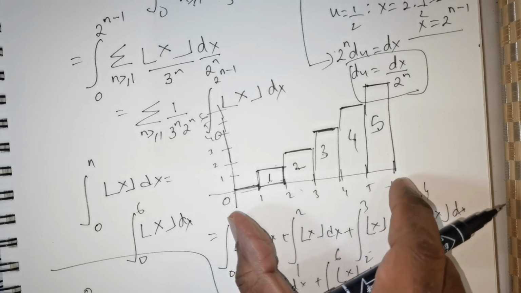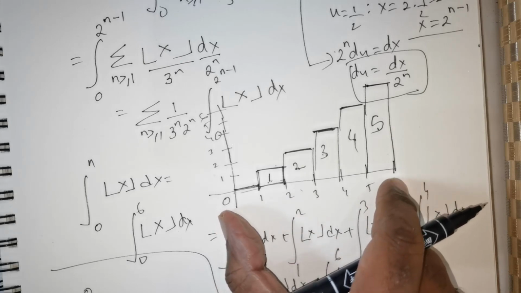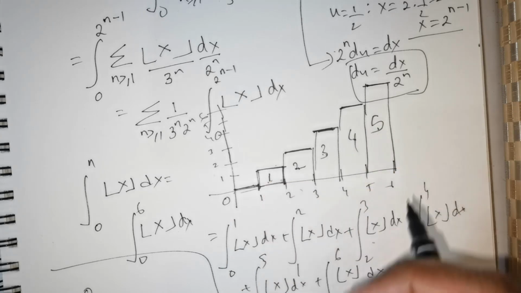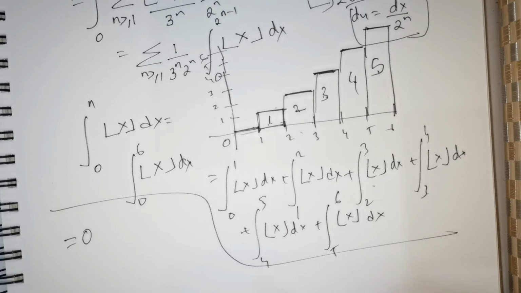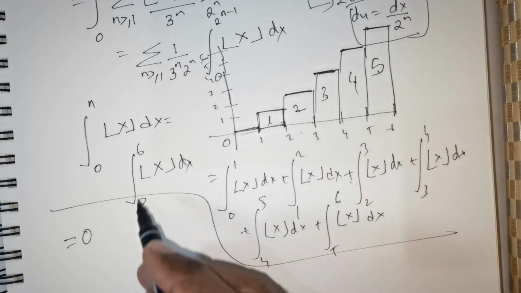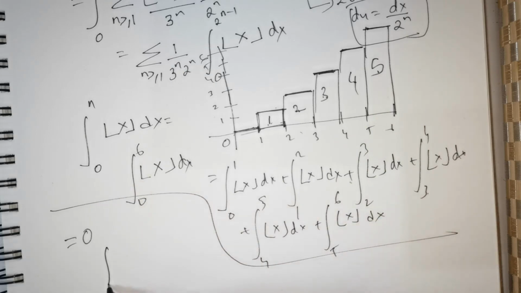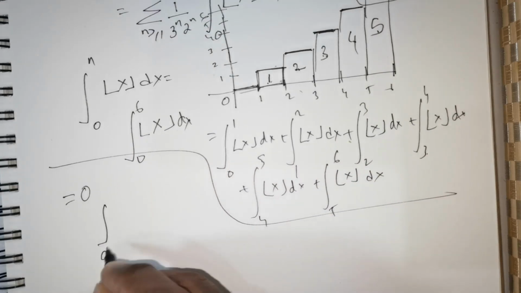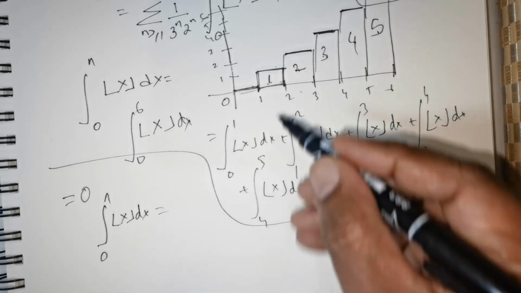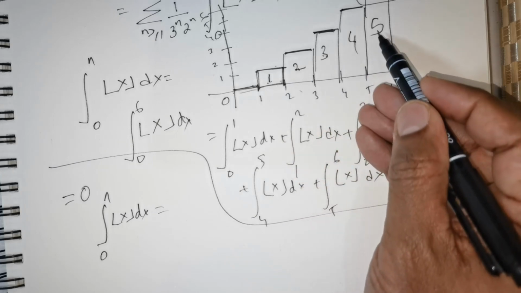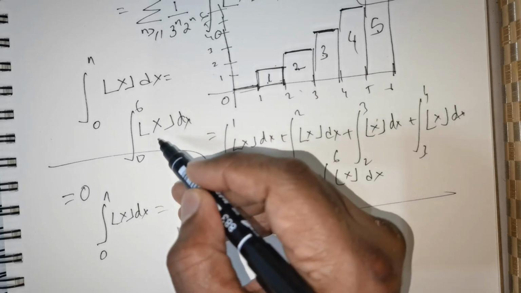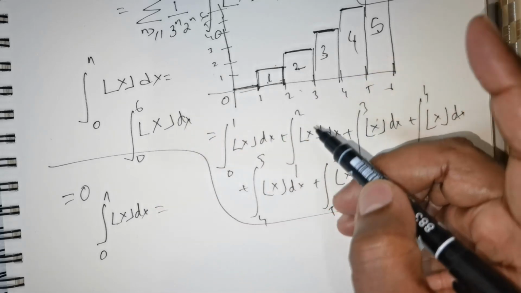So if your limit is from 0 to 6, ultimately you are ending up summing up quantities from 1 to 5. You follow what I'm trying to say? So this is a very important concept when you're evaluating the floor. What would be the ultimate value if you were to integrate a floor function from 0 to n? Something like this, what will be the value? The value is nothing but the sum of all these terms, right? So for the integral 0 to 6, you are summing up values from 1 to 5.